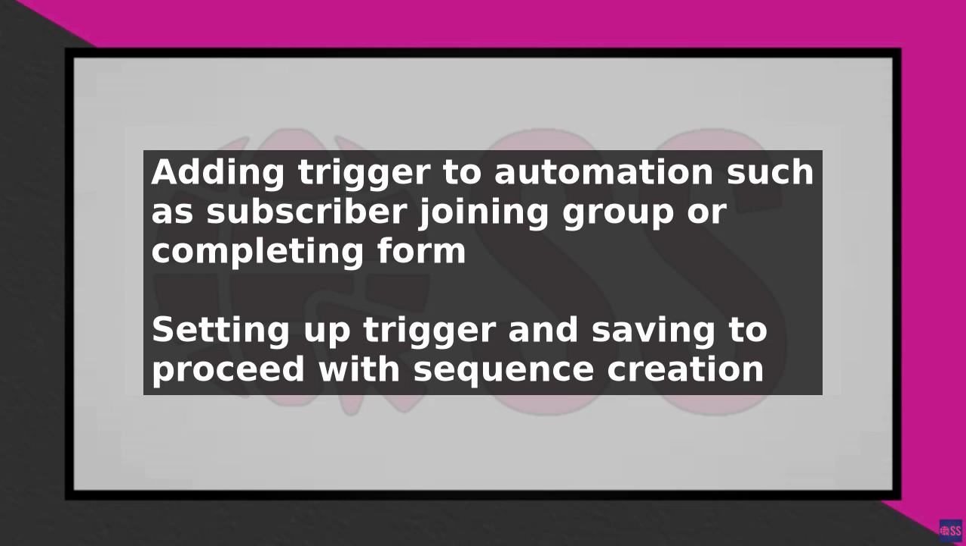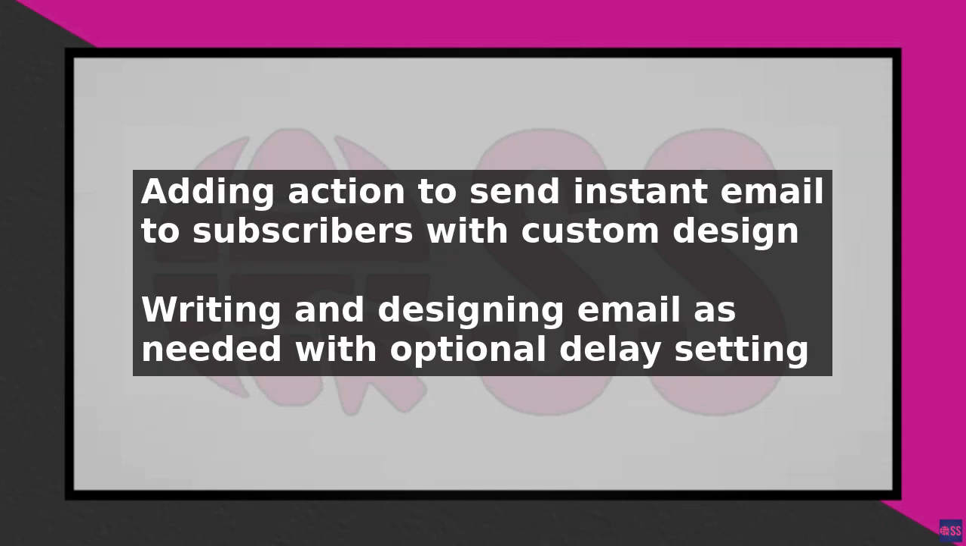Select Email to send an instant email to subscribers. You can write and design the email as needed. If you want to delay the next email, you can set a wait time, for example, waiting 3 days. You can also set the delay to minutes, hours, or any other time frame. After setting up the delay, click Save, and then click the plus icon again to add another email.